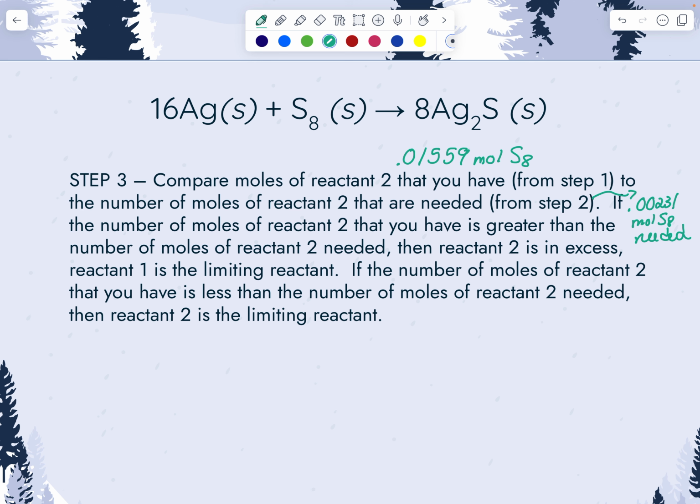If the number of moles of reactant 2 that you have is greater than the number of moles of reactant 2 needed, then reactant 2 is in excess. That means we have more than enough. And if you have more than enough of the second reactant, that means the first reactant is the limiting reactant. And vice versa, if the number of moles of reactant 2 that you have is less than needed, then reactant 2 is the limiting reactant.